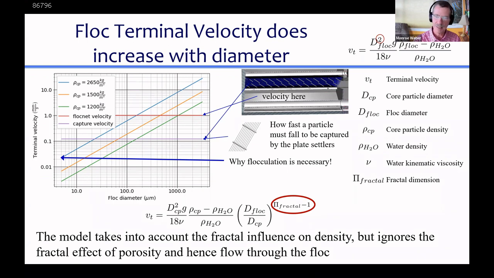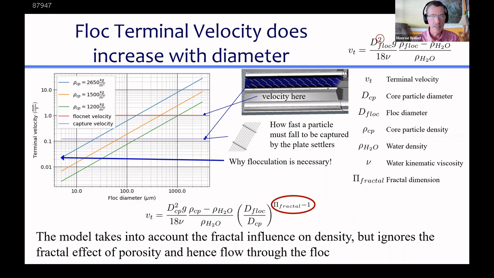And one more observation here. The model, the equation that we have on the bottom of the screen, does take into account the fractal dimension effect on density. And it just assumes that our flock is still a sphere, an impermeable sphere that has a lower density. But we're ignoring the fact that the flock is actually porous. There's water in the flock, there's paths where water could actually flow through the flock.